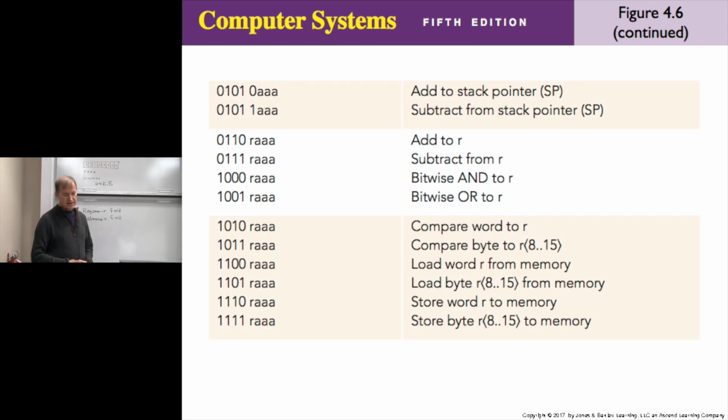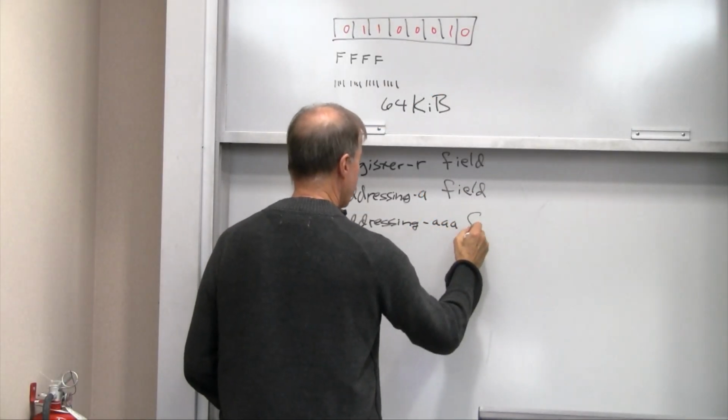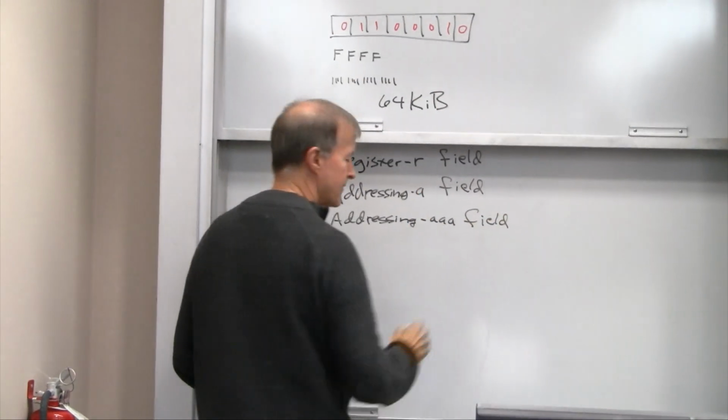Now let's take a look at this add to stack pointer. What is its instruction specifier? 0101 0 AAA. So what do you suppose each one of those A's could be? A 0 or a 1. Okay, so that field is called the addressing AAA field.